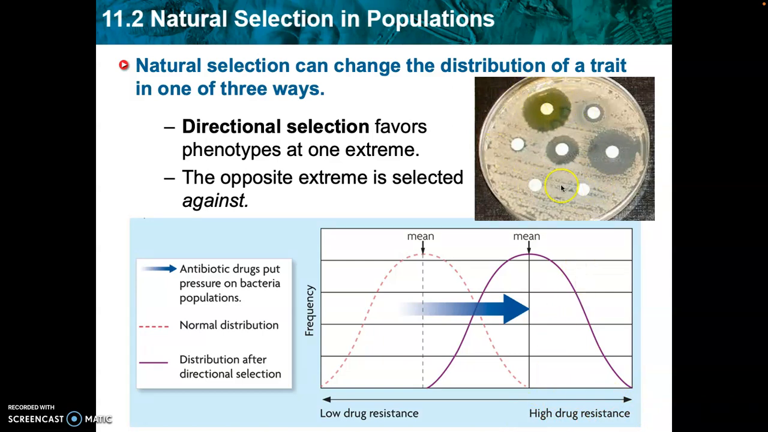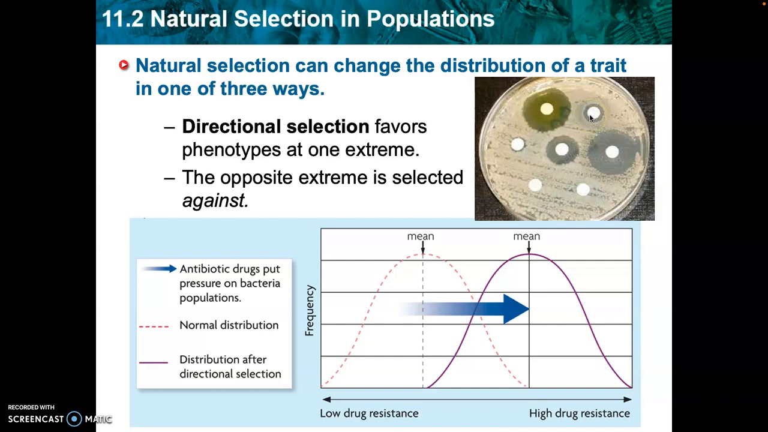This right here would be pretty typical. Whatever species of bacteria is growing in this Petri dish, it's somewhere in the middle. It has an average drug resistance. It is resistant to these three, definitely. It's not resistant to those two at all, only a little bit here and a little bit here. So it's somewhere in the middle in terms of its resistance.